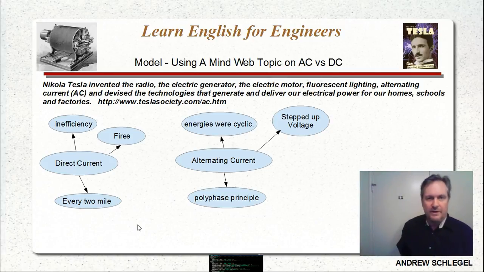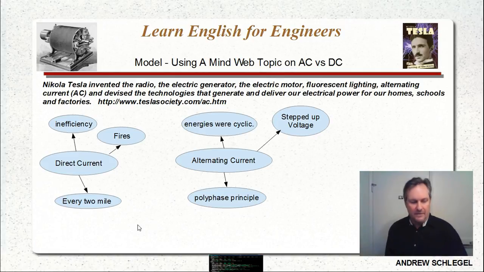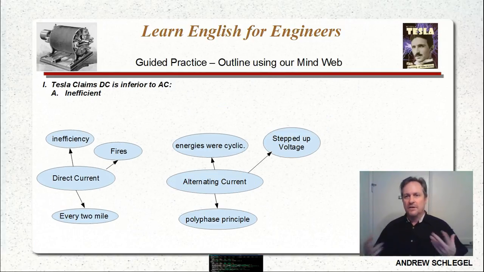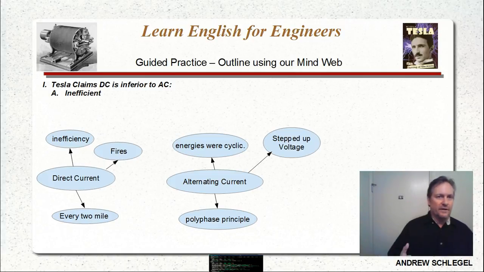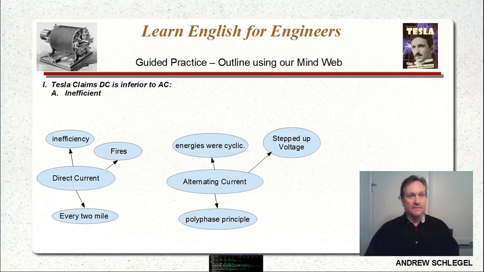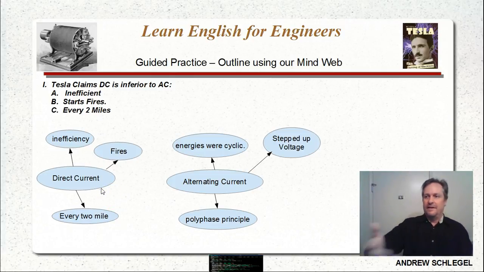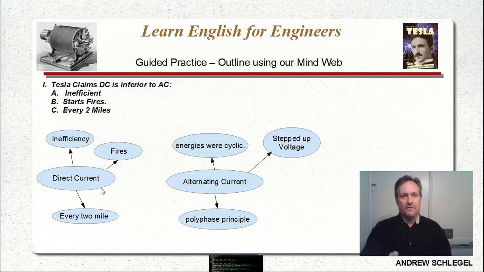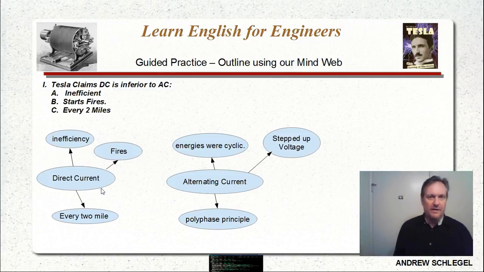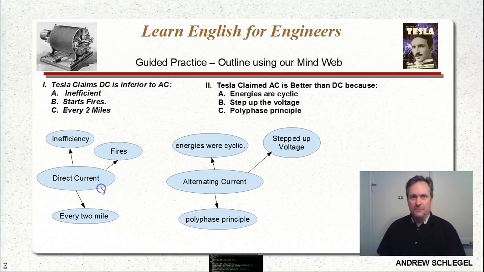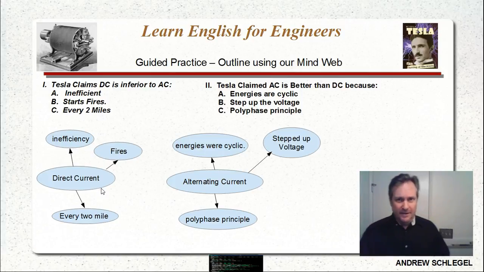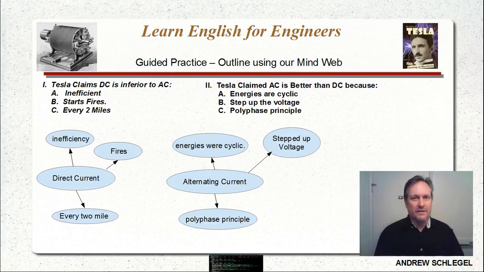We see that we have direct current, alternating current, and various things about these currents. So let's try to create an outline from this mind web. I say Tesla claims DC is inferior to AC. Why? Inefficient. What else? Exactly. You guys got the idea. You just add whatever's in this mind web right there in the outline. So starts fires, every 2 miles, and similarly for the AC, we see that he claimed that AC is better than DC because energies are cyclic, the voltage is stepped up, and the polyphase principle is in application.